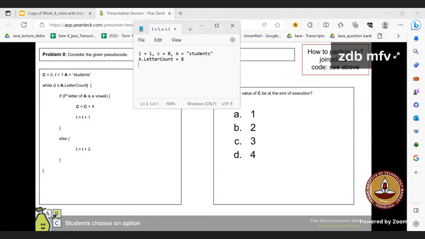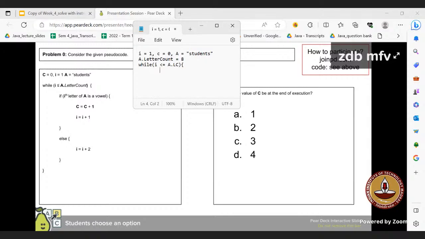What we are doing in the while loop? While I is less than or equal to A dot letter count. A dot letter count is 8, no? That is fixed. LC I will write. Okay, then what we are doing?